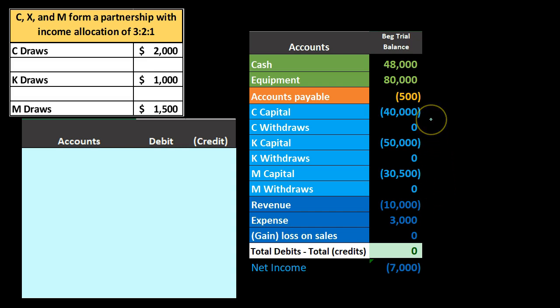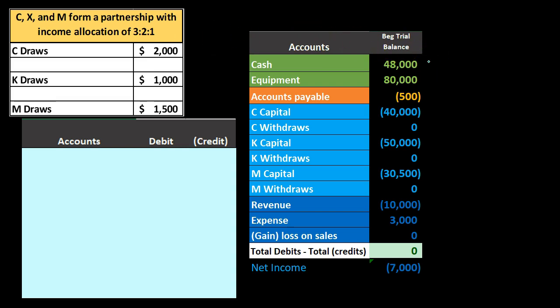So what we're going to do now is just post these draws. We're going to say that C drew out 2,000, K 1,000, and M 1,500. Again, where do these numbers come from? We made them up, and they don't tie out to the profit sharing here. It's just what each partner decides to do in accordance with the partnership agreement, and they should probably consult other partners in terms of how much should be pulled out by each partner, so we can plan for the future to see how much we're going to have in capital.